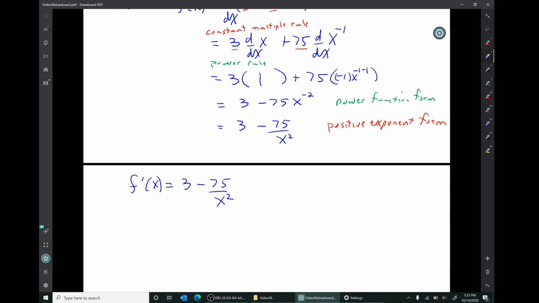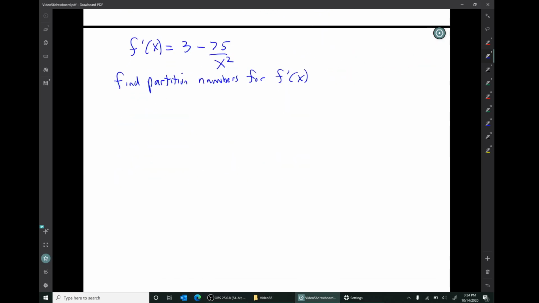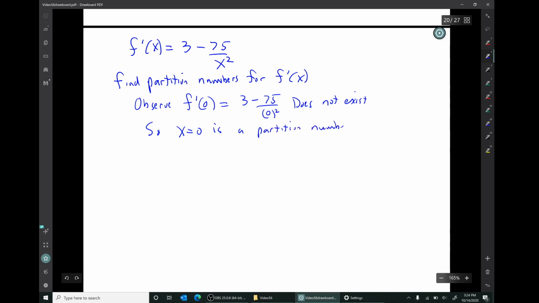Now remember what critical numbers for f of x are. They're x values that are partition numbers for f prime and x values that are also in the domain of f of x. So let's start by finding the partition numbers for f prime. We'll notice right away that when x is 0, f prime of x does not exist because of that term. So x equals 0 is a partition number for f prime. Are there any other partition numbers? Well, let's set f prime of x equal to 0 and solve for x.